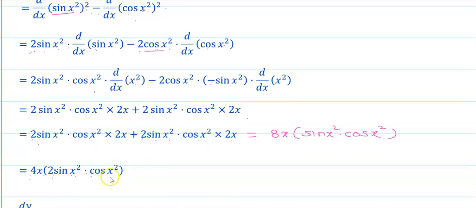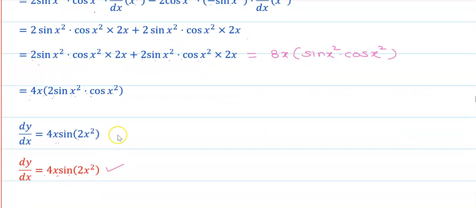2 sin theta into cos theta means what? Sin of 2 times theta. We have used this formula here. Okay, 2 sin theta into cos theta is equals to sin of 2 times theta.